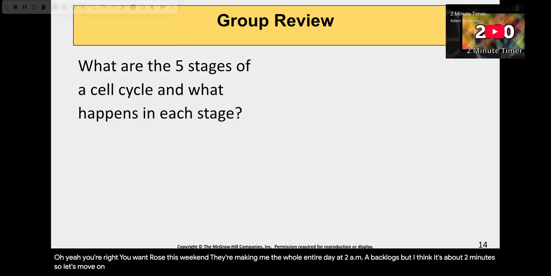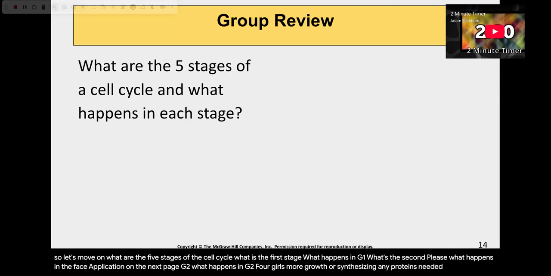So let's move on. What are the 5 stages of the cell cycle? What is the first stage? G1. What happens in G1? Growth. All right. What's the second stage? S phase. What happens in the S phase? DNA replication. The next stage? G2. What happens in G2? More growth. We're synthesizing any proteins needed for cell division.